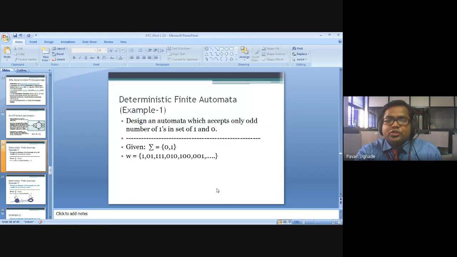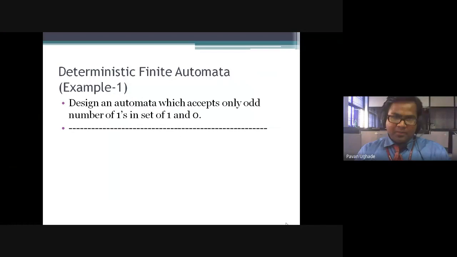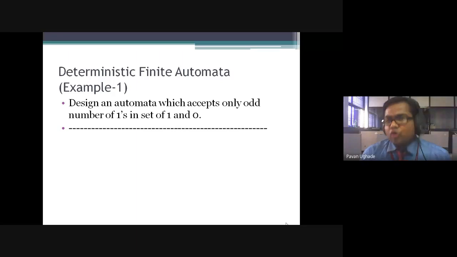Let us try to understand this first program. Please take a pen and pencil or a paper and a pen, and I need answers from you people if you understand this. This is example one for the deterministic finite automata. Design an automata which accepts only an odd number of ones in the set of 1 and 0.